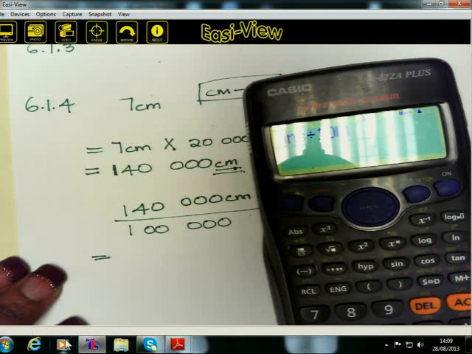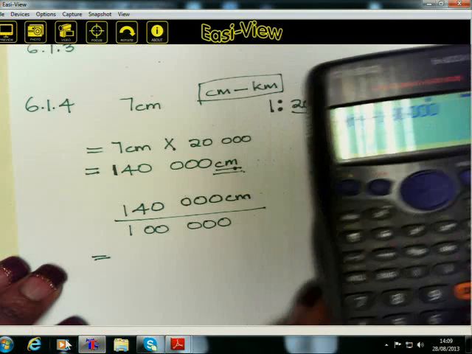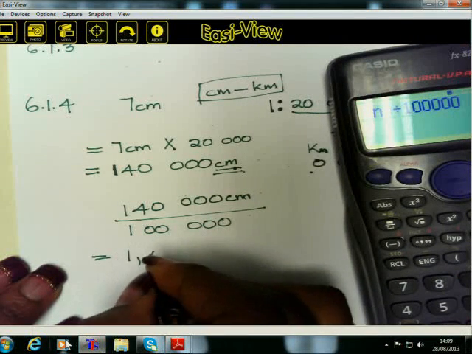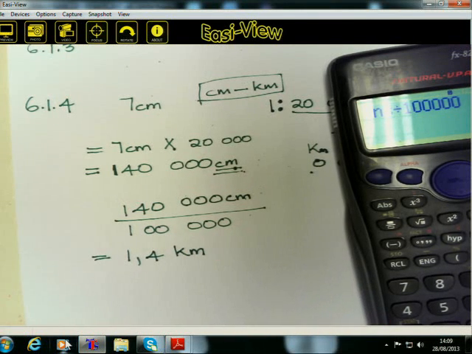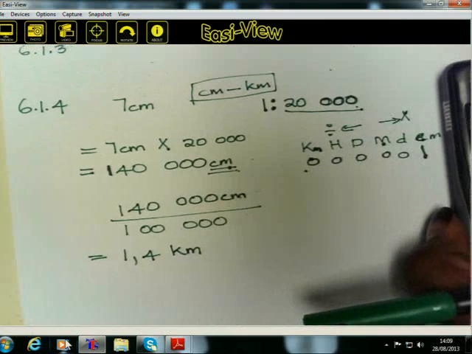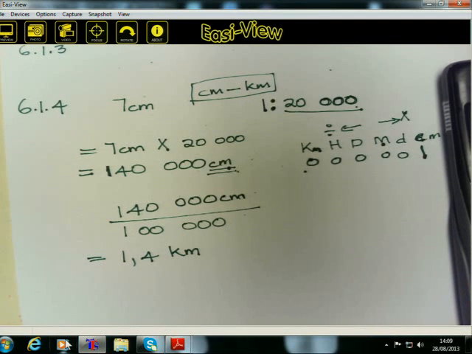Let us punch the numbers in our calculators, and we get an answer of 1,4. But remember now, our answer is in kilometers. So the actual distance that he traveled is 1,4 kilometers.